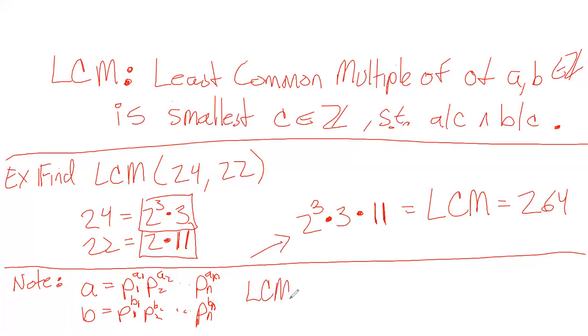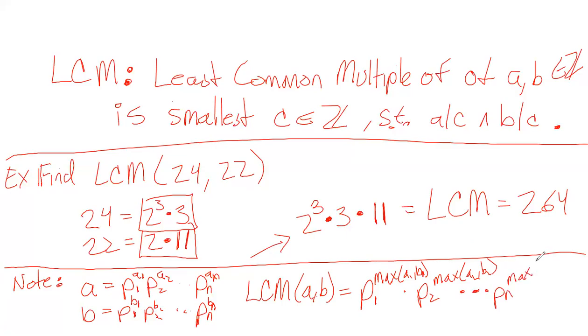Or you can say that the LCM of A and B is equal to the product of these primes while taking the maximum across their exponents. So max of A1, B1 times P2 max of A2, B2, dot, dot, dot, PN max of AN, BN. And then the result of this product will be clearly divisible by both of these numbers here, if we construct this LCM in this fashion.